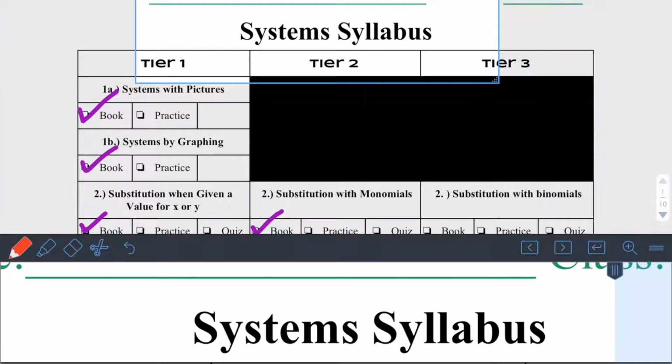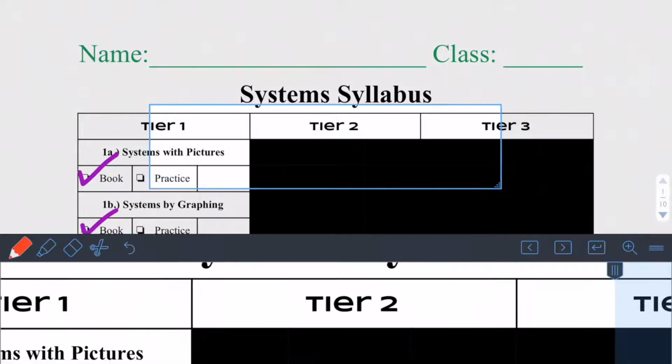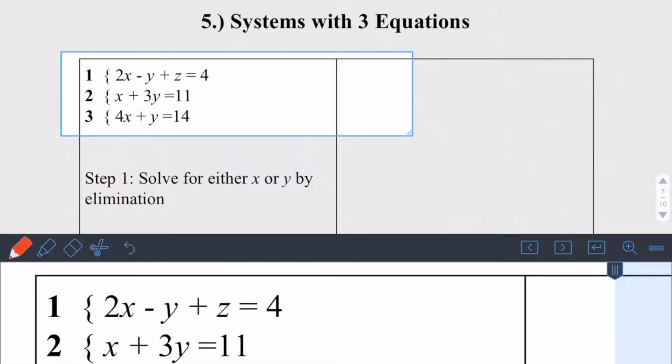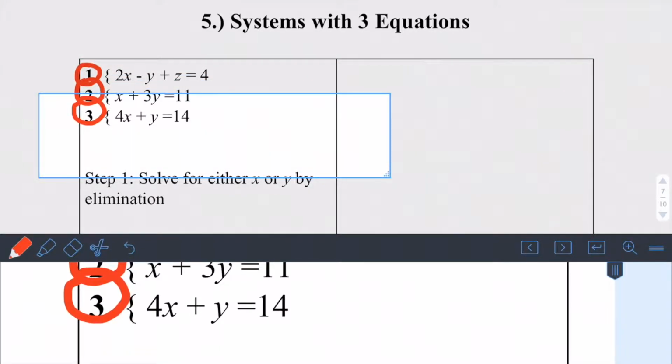Hi guys, we're back here in Unit 2 with Systems of Linear Equations, and we're on Tier 2, and we are down to Lesson 5, Systems with 3 Equations in Tier 2. So let's check off that we're doing our booklet. Here are our 3 equations. Notice that we conveniently labeled them 1, 2, and 3. So again, we've got to follow some steps to get this to come out for us.